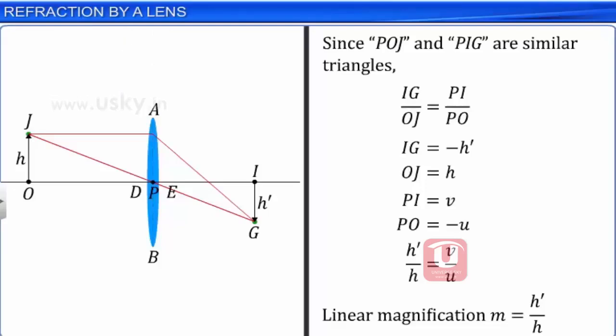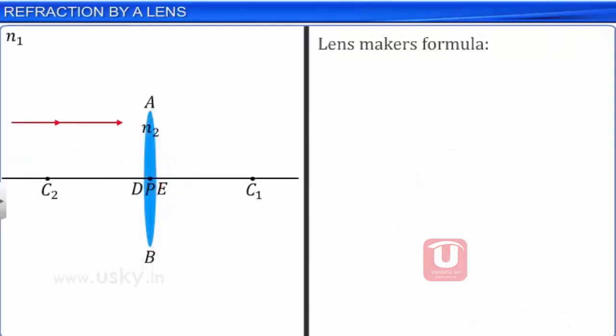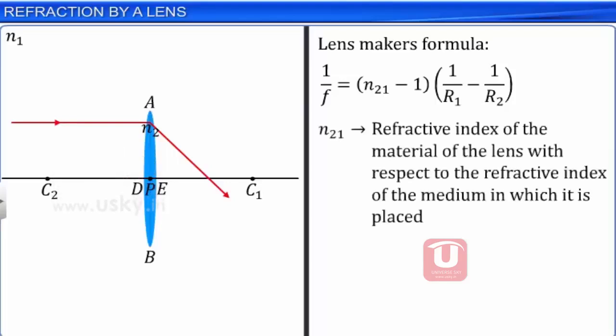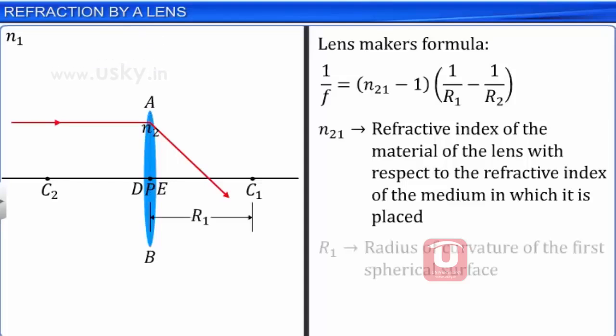Lensmaker's formula is useful in calculating the required curvatures to make a lens of desired focal length. Note that n21 is the refractive index of the material of the lens with respect to the refractive index of the medium in which it is placed. R1 is the radius of curvature of the first spherical surface on which the light ray is incident, and R2 is the radius of curvature of the second spherical surface. It is also very important to apply proper sign conventions.